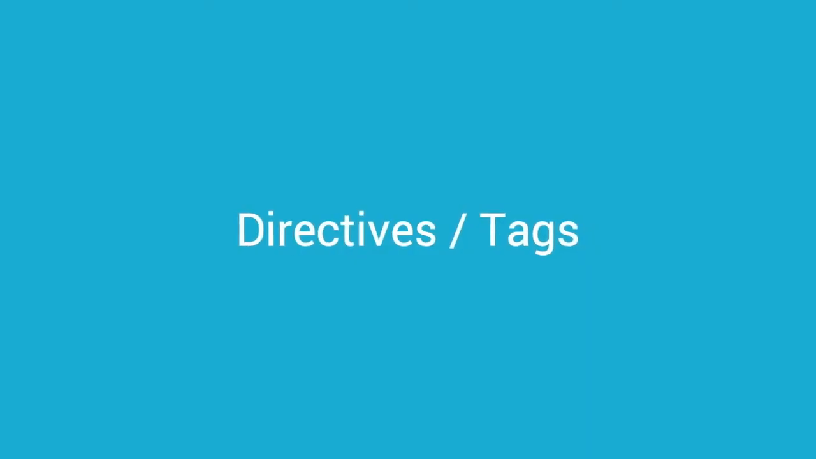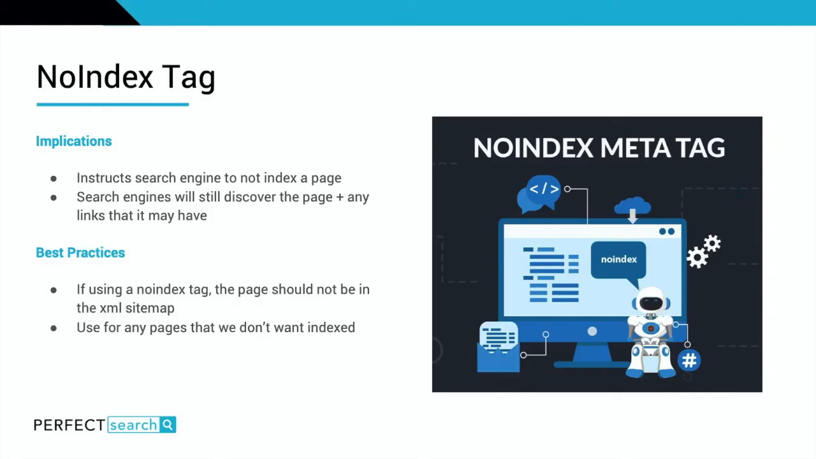So next, we're going to be talking about directives and tags. The first directive we're going to be talking about is the noindex tag. The noindex tag does pretty much exactly what it sounds like. It tells search engines not to index a page. So search engines can still crawl and find the page, and any links that might be on it, but basically the noindex tag is telling search engines like Google not to put this page in the index in the search engine results.